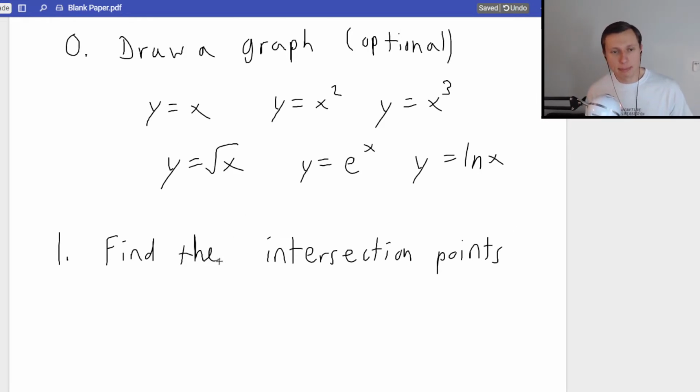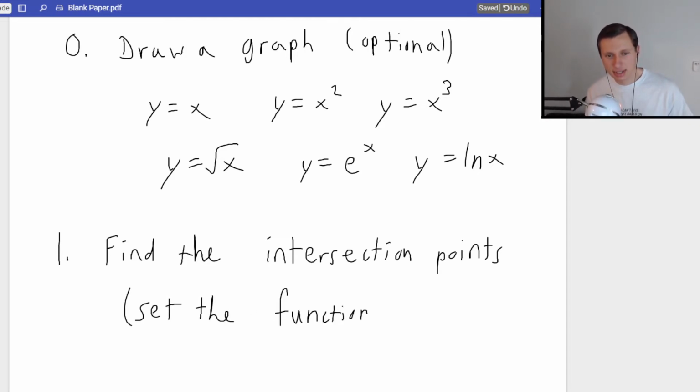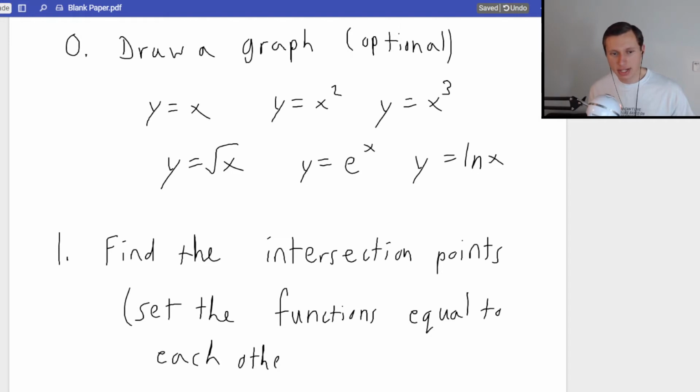We're going to talk about that, but I'm going to put this in parentheses. Set the functions equal to each other. That's how we find intersection points. We're going to set the functions equal to each other. Yes, we're dealing with at least 2 functions whenever it comes to area between curves.